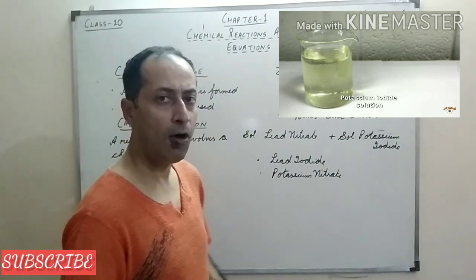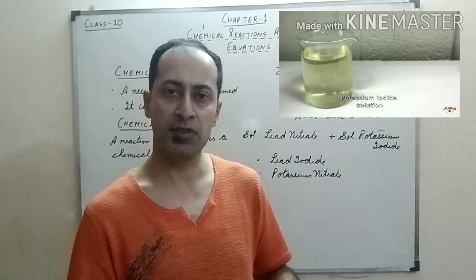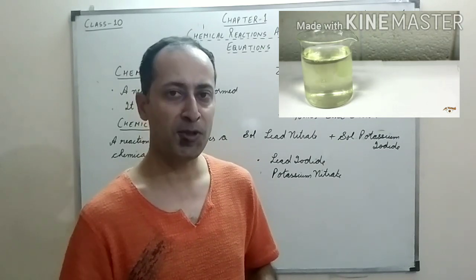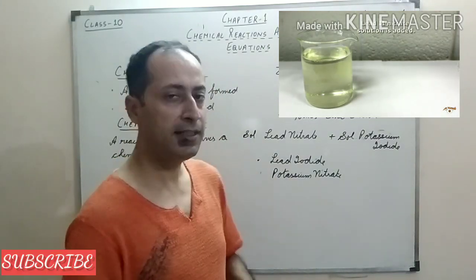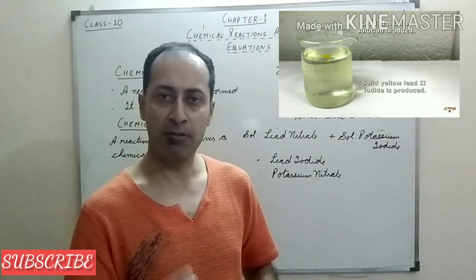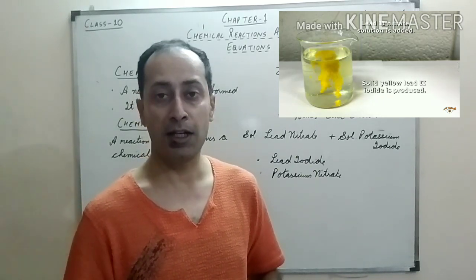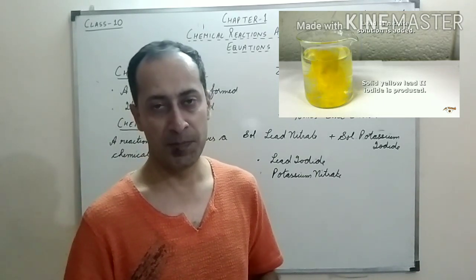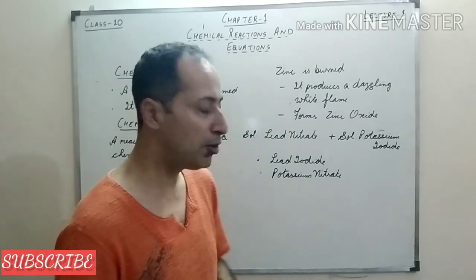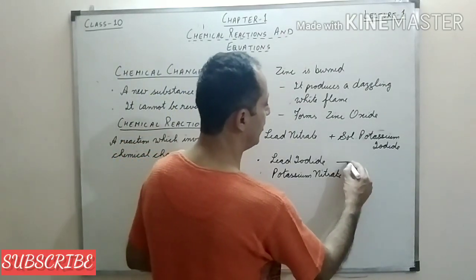Now the question is, how will we come to know that the reaction has proceeded? Yes, that is the question. When we mix these two, as soon as we mix, the color of the solution changes to yellow. Now, why does it change to yellow? Due to the formation of lead iodide.